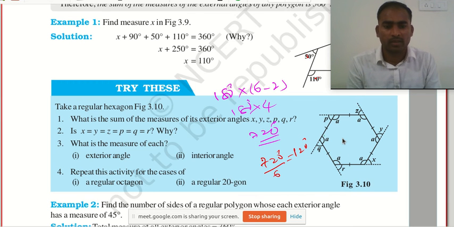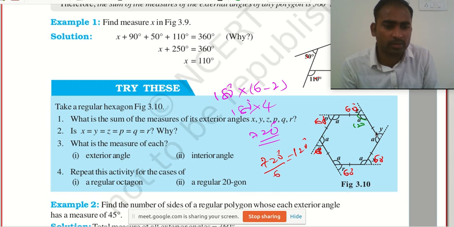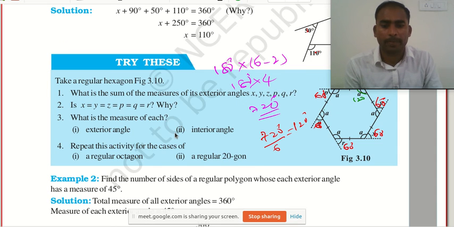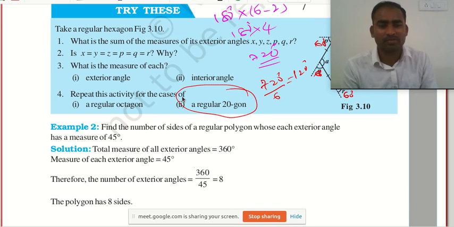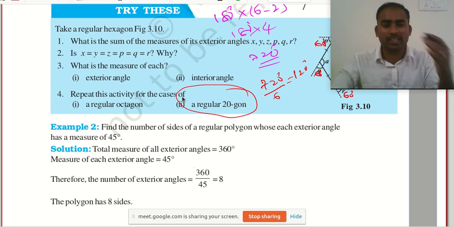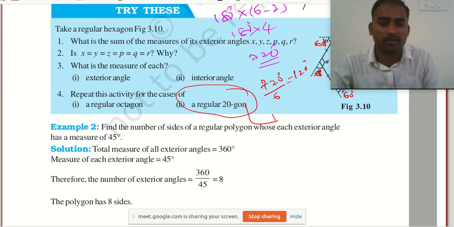Next, what is the exterior angle? Here this is 120 degrees. What is its exterior angle? 60. In all the cases, it is 60 only. So 60 multiplied by 6 is 360 only. For a hexagon also the sum of exterior angles is 360. Okay. Now you can do it for a regular 20-gon, which has 20 sides that are equal and equal angles. That is why it is regular. Please do it as homework.